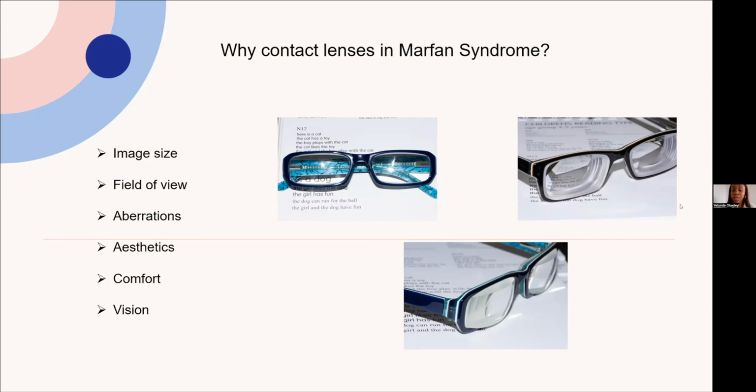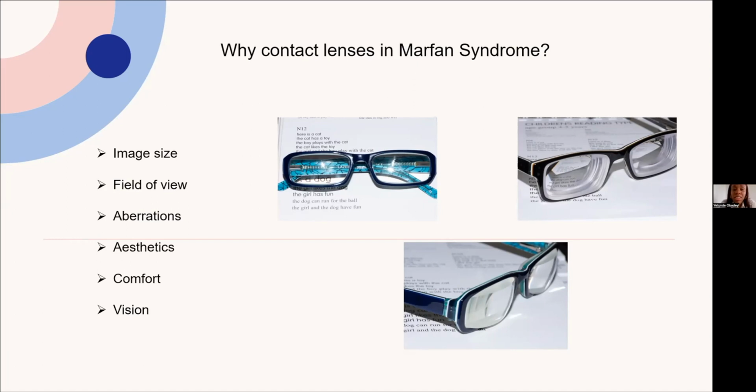So with very high plus lenses, as you can see in this picture, hopefully you can see my cursor, high plus lenses, images look larger. High minus lenses in the picture on the left, images look smaller. So glasses distort image views. Contact lenses give image sizes that are like the real world.